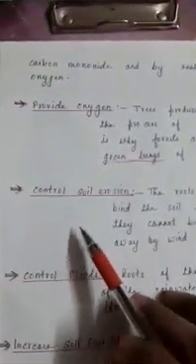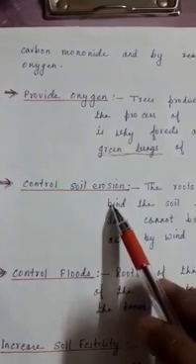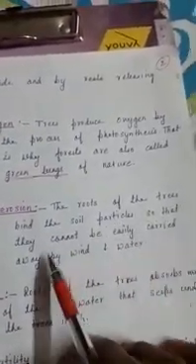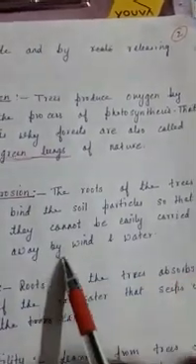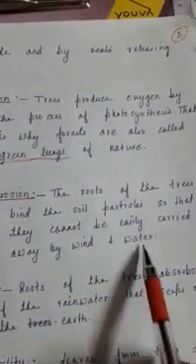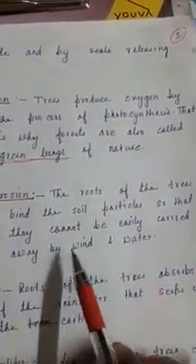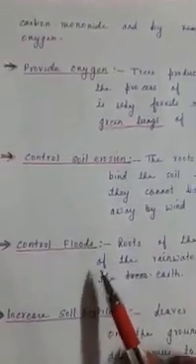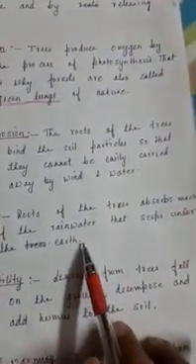Now, next point is control soil erosion. The roots of the trees bind the soil particles so that they cannot be easily carried away by winds and water. It means forests help in preventing soil erosion. Now, next point is control floods. Roots of the tree absorb much of the rainwater that seeps under the earth. It means that roots absorb lots of water when there is rain.